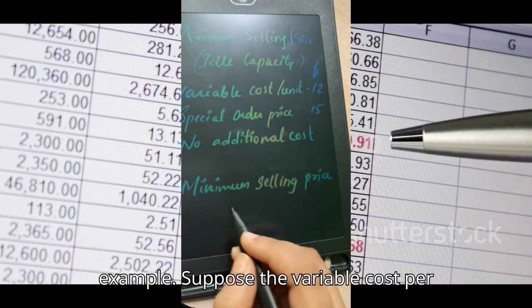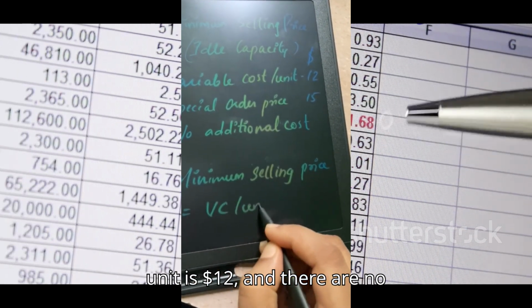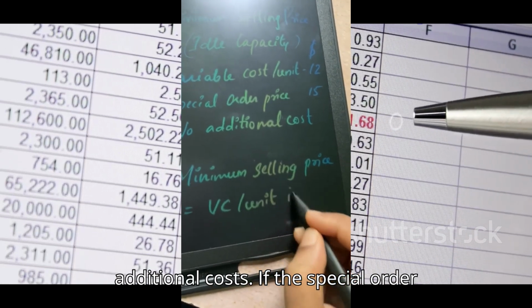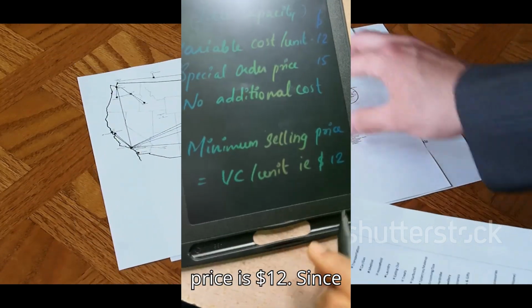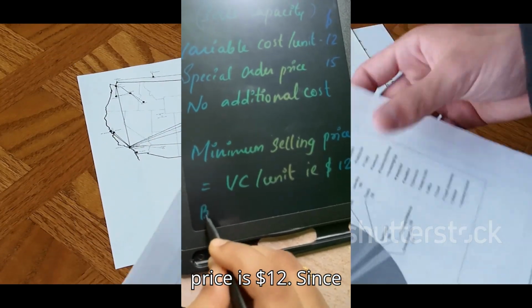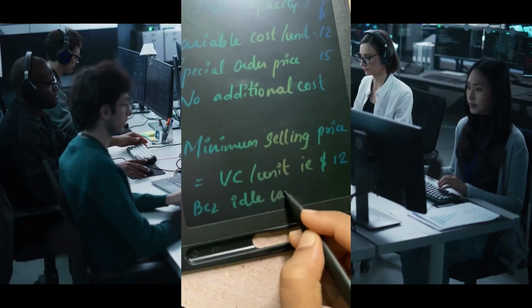Let's look at an example. Suppose the variable cost per unit is $12, and there are no additional costs. If the special order price is $15, then the minimum selling price is $12. Since 15 is greater than 12, you should accept the order.